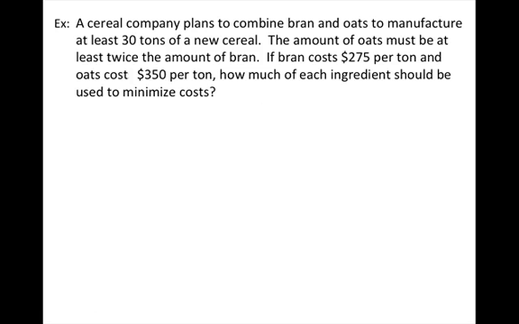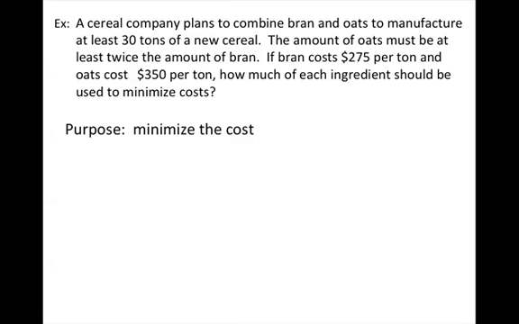Now for our final example, a cereal company plans to combine bran and oats to manufacture at least 30 tons of a new cereal. The amount of oats must be at least twice the amount of bran. If bran costs $275 per ton and oats cost $350 per ton, how much of each ingredient should be used to minimize the cost?